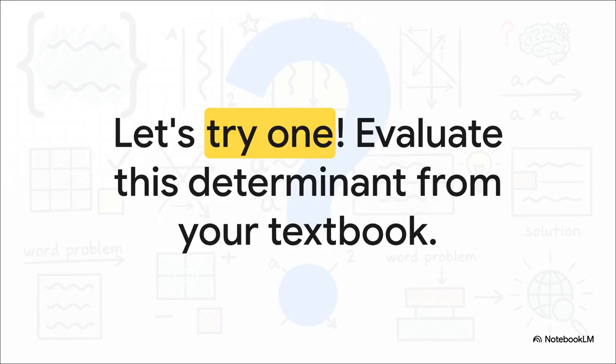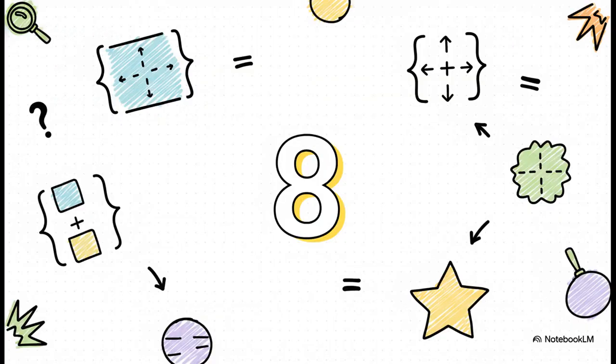Okay, let's practice with a question straight from your NCERT book. This makes it super relevant for your exams, right? Have a look at this 2x2 determinant. You know what? Pause and try to solve it yourself right now. Go on, give it a shot. And the answer is 8. Did you get it? I'm sure you did.